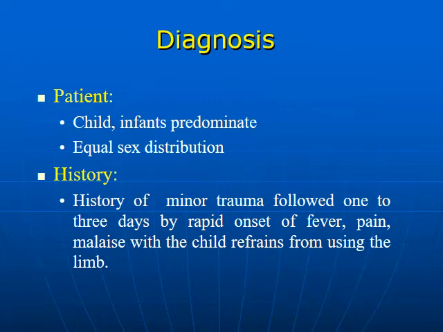So how do we diagnose this case? Infants and children usually predominate. We can see some cases in the ICU because of septic epiphysitis of the hip. But children and infants predominate with equal sex distribution. We always get this patient, a boy, complaining of rapid onset of fever and pain, and he is not using his limb.